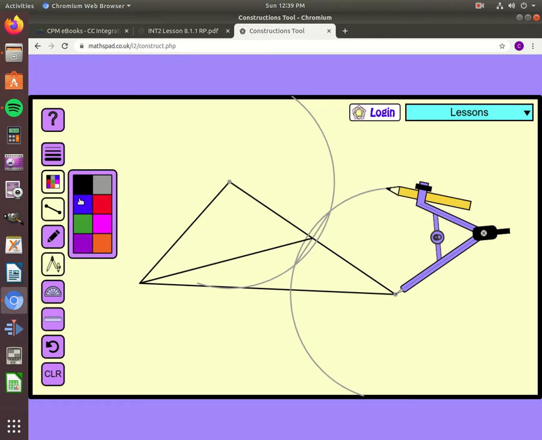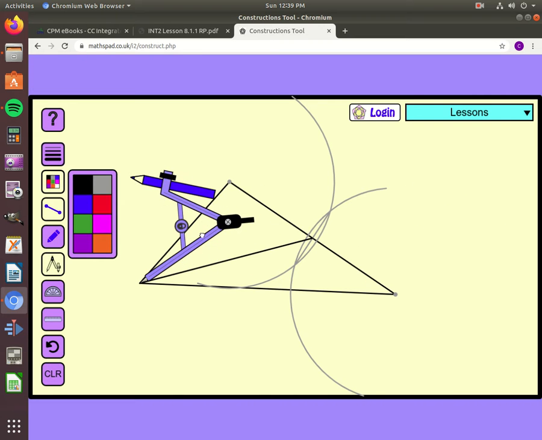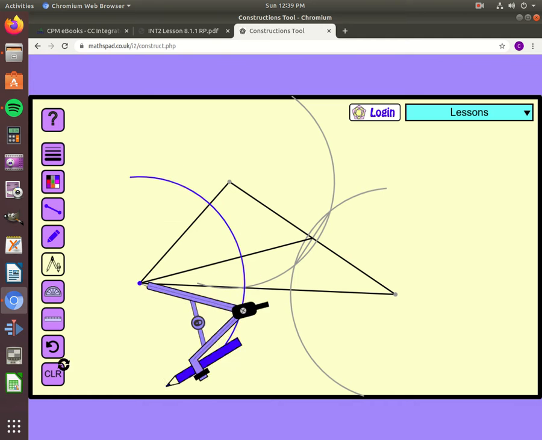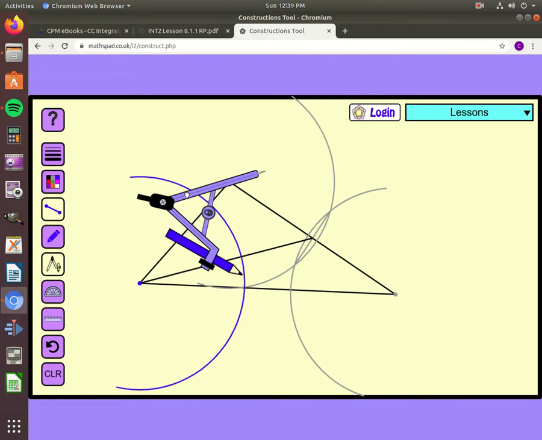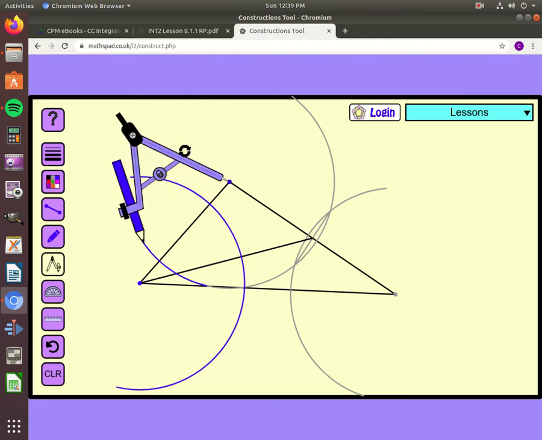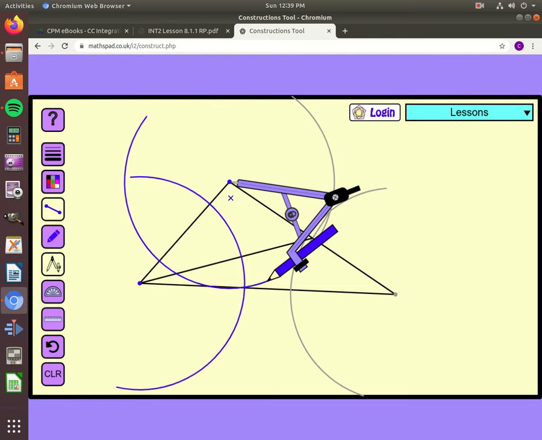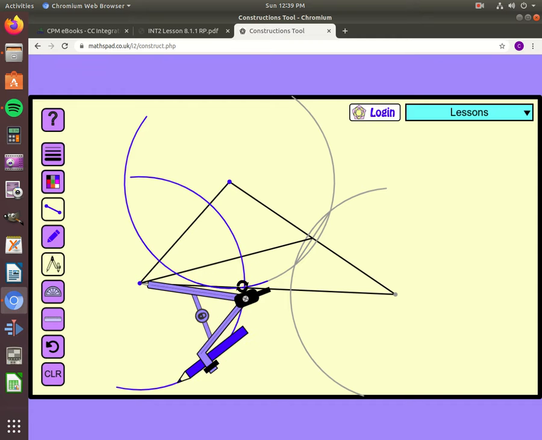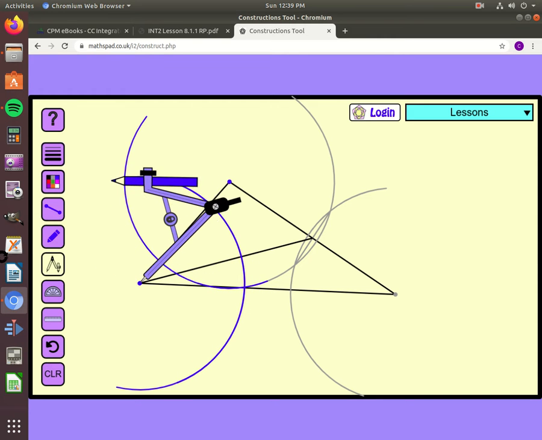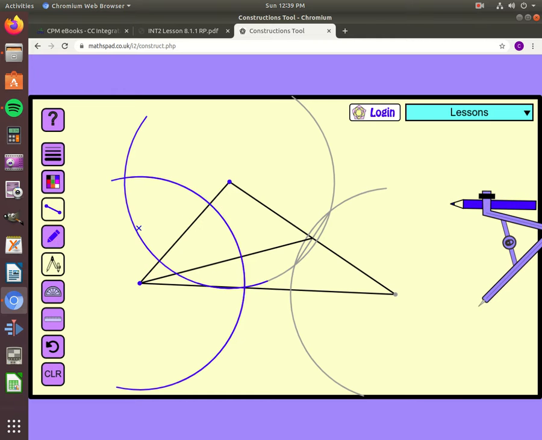Now I will go ahead and change colors and make another median. So I'll make a median for this one over here. Uh-oh, you can see I left this arc short over here. There we go. And now this point, if I extend a point from here to the opposite vertex, I will have another median.